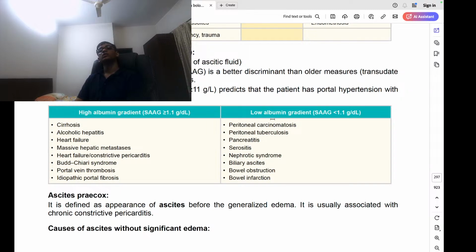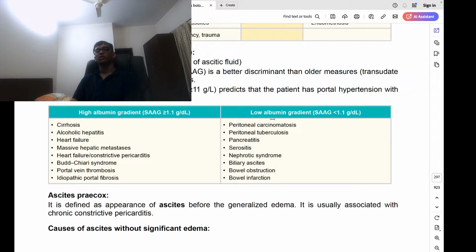One important test is the serum ascites albumin gradient, SAAG. The serum ascites albumin gradient is a better discriminant than older measures for determining the cause of ascites. If the gradient is more than 1.1 gram per deciliter, it predicts that the patient has portal hypertension with 97% accuracy. So, there is a high albumin gradient and a low albumin gradient.